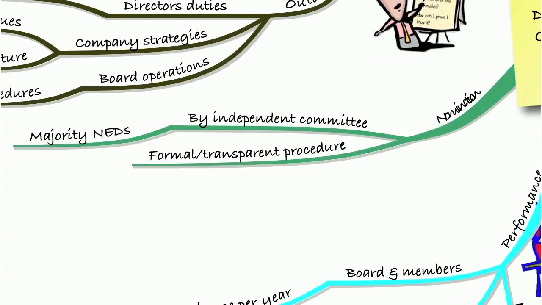It should also have formal, transparent procedures. So there should be formal procedures set out, and those procedures should be transparent. Remember, we discussed transparency in a previous lecture, i.e. we need to disclose how it actually works.